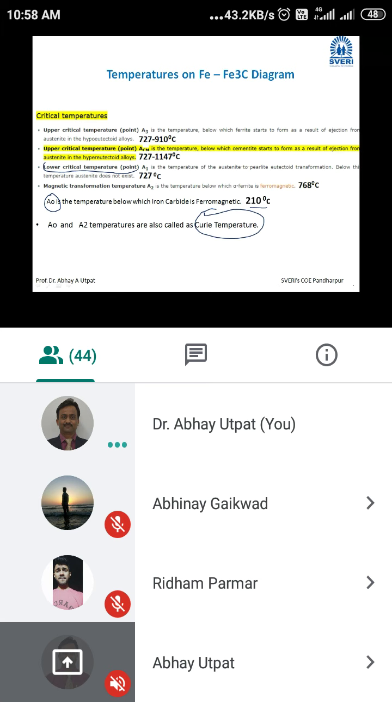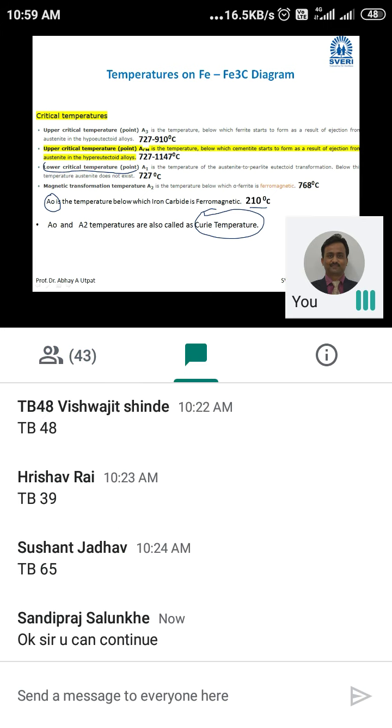Now, Curie temperature is the temperature at which a ferromagnetic substance is converted into a paramagnetic substance. Paramagnetic means it loses the properties. Paramagnetic means loses the properties.